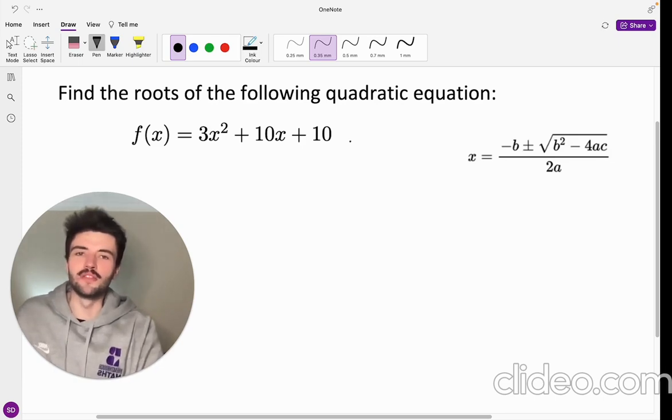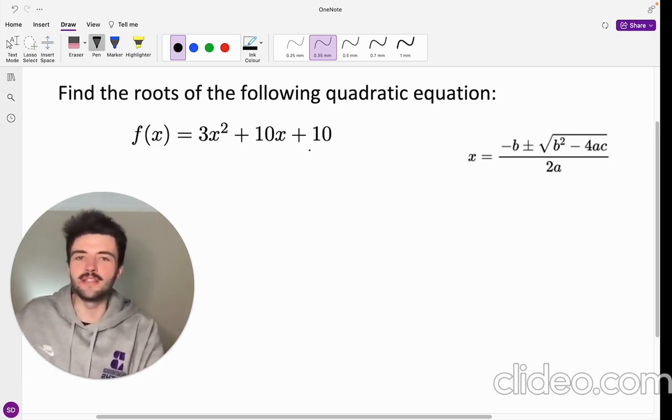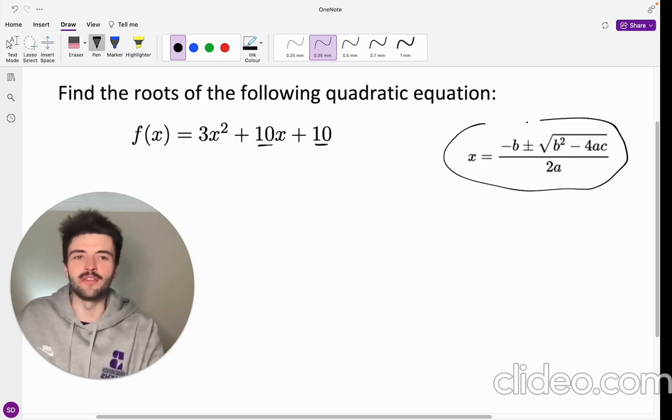So here we've got to find the roots of a quadratic, but as you can see, there's no factors of 10 which add up to 10. So we need to use our minus b formula. So we're going to be having a look at that now.